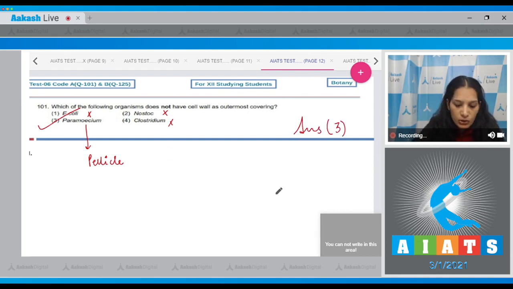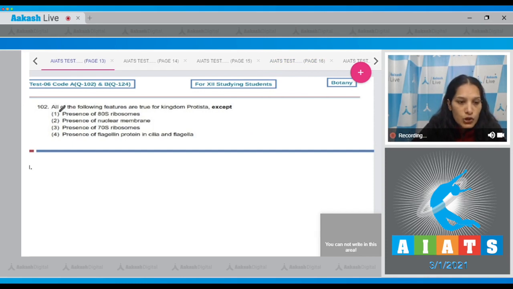Let's move to the next question. Question number 102. All of the following features are true for kingdom protista except presence of 80S ribosomes. Yes, because the members of kingdom protista, they are eukaryotes, they have 80S ribosomes, they have nuclear membrane, they have 70S ribosomes also in these semi-autonomous organelles, which are chloroplast and the mitochondria.